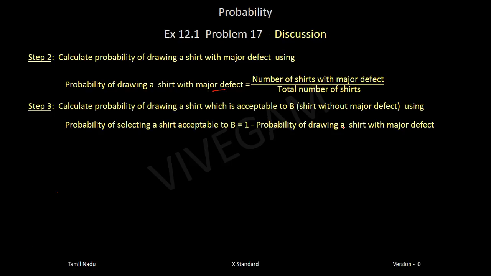Otherwise, you will have to calculate the number of shirts without major defect. That is 88 good shirts plus 8 minor defect. Minor defect is acceptable by B. Am I right? Because it says only with major defect he will not accept. So it means minor defect also will get accepted. So 88 plus 8 minor defect will be accepted. So that is 96. So 96 by total number of shirts 100. So that is another way of doing this problem. Okay. So let's see the solution.